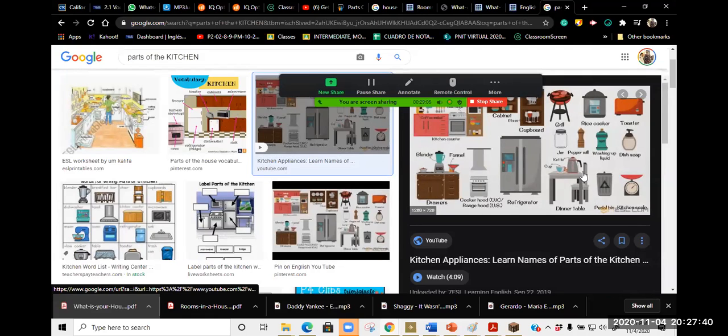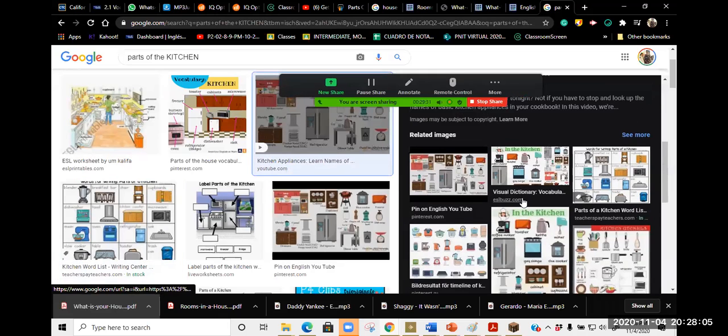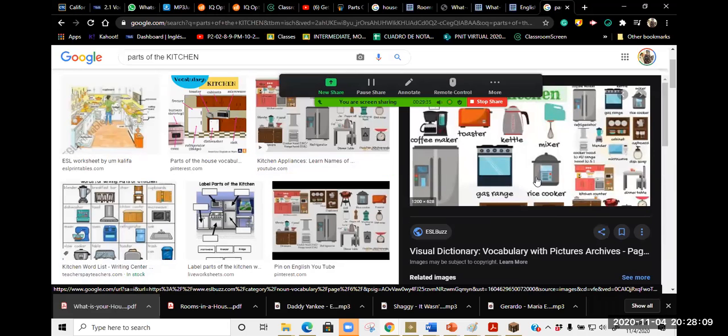Ahora bien, kitchen no es la cocina, como nosotros decimos, cocina al lugar y cocina a donde cocinamos, valga la redundancia, pero no, en inglés kitchen is just the place. Stove es la cocina. Es diferente. So kitchen is solo el lugar. Okay? Kitchen is just the place where you, and stove is the, let me see if I find another one better.